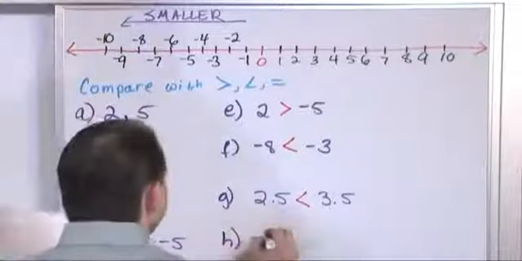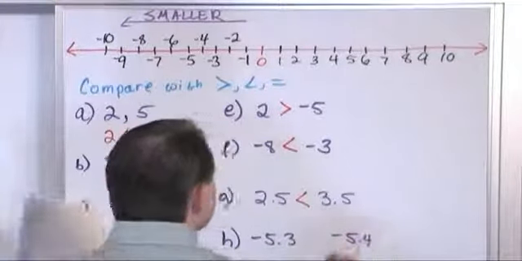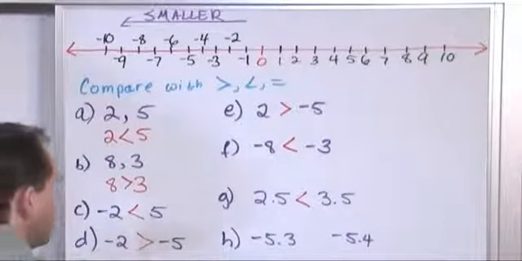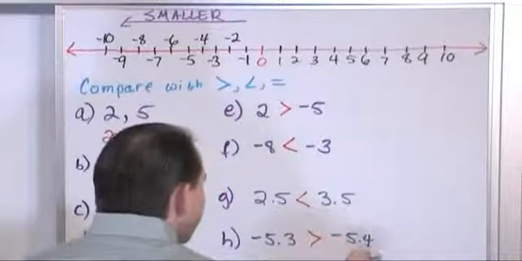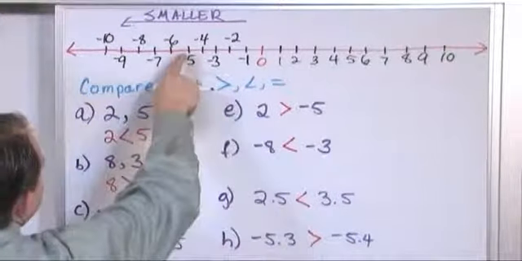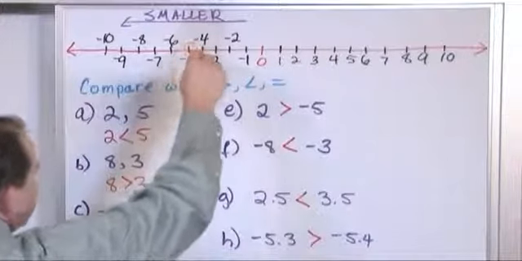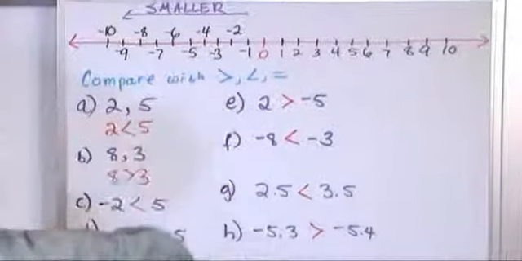H, -5.3, -5.4. You always point to the smaller number. And in this case, again, it's a little bit tricky. The smaller number is the bigger negative number. So if you look at it, this is actually the smaller number. -5.3 would be here, and -5.4 would be a little bit farther over.